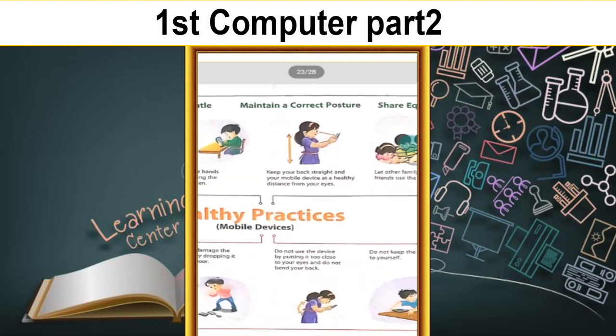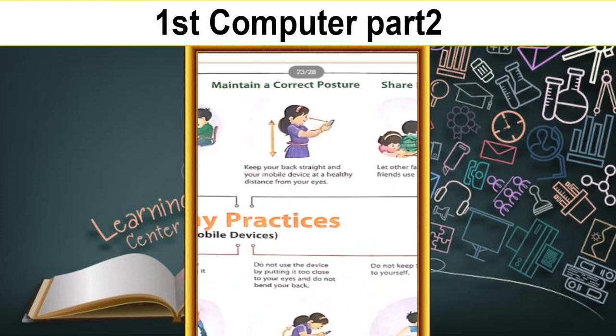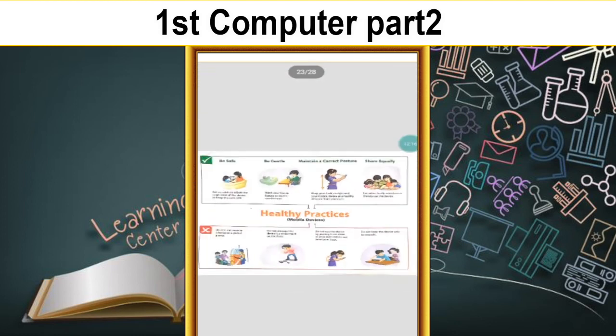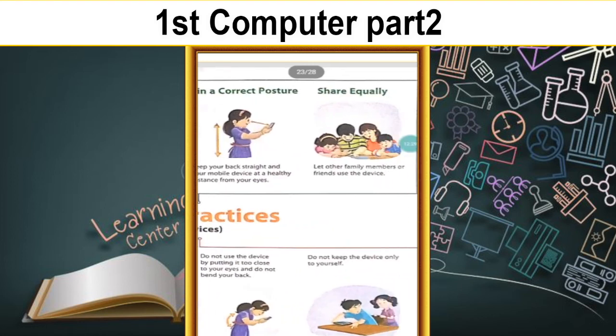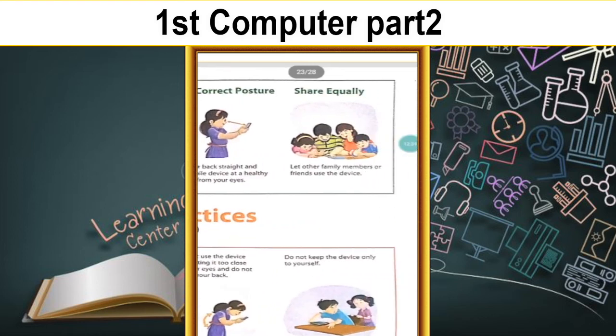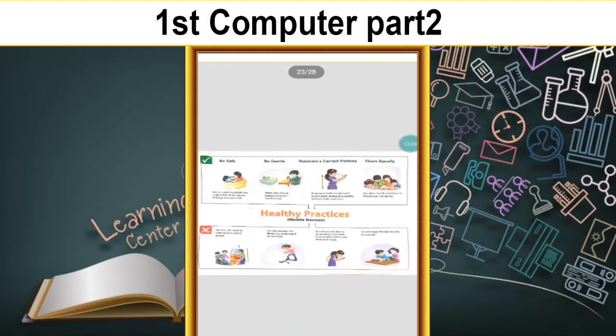So you have to keep the correct posture. Keep your back straight and your mobile device at a healthy distance for your eyes. Share equally. If only one phone is available in your house, you should share it with everyone. Let other family members or friends use the devices.